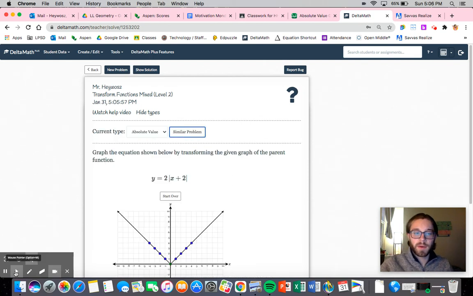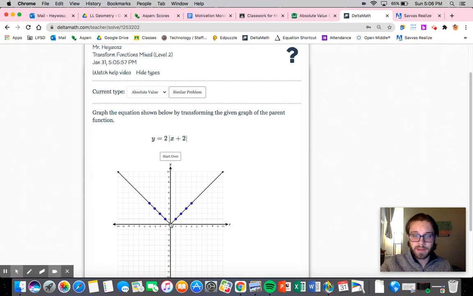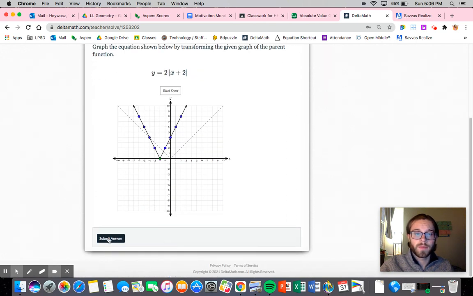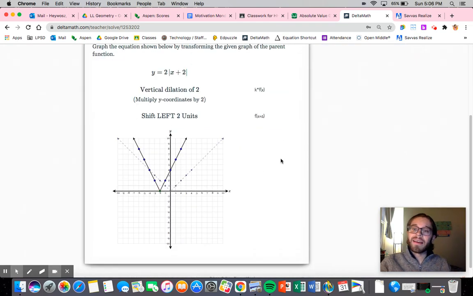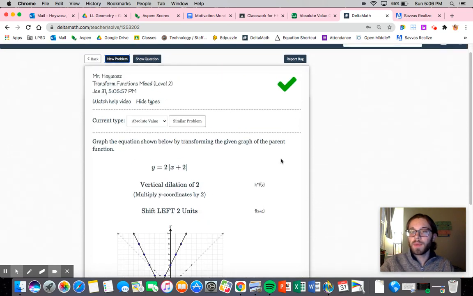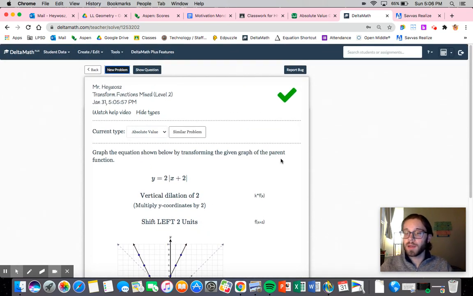+2 on the inside. So when we have +2 on the inside, that means we go to the left. Okay, left 2. And now we have to change that. So instead of going up 1 over 1, we're going up 2 over 1, right? But you just need to be careful because you have the plus on the inside, you go to the left, okay? All right, but that's everything you would need to worry about in terms of transformations of absolute value functions. They're relatively straightforward. It's just a matter of making sure you go the right direction with your x.